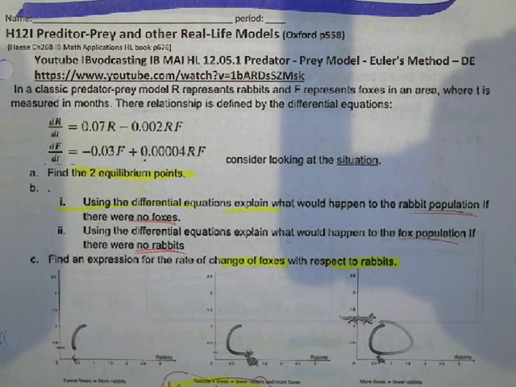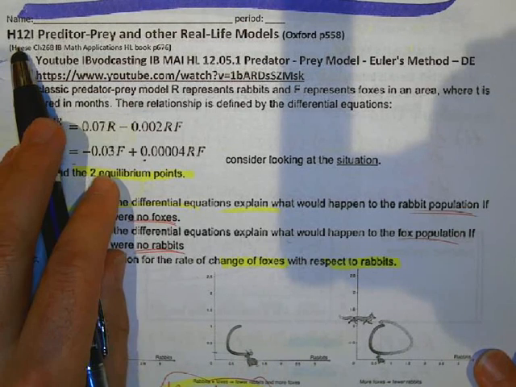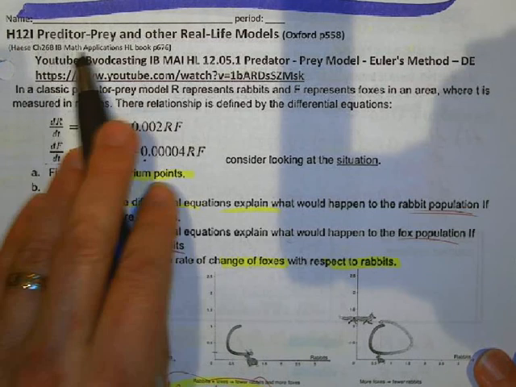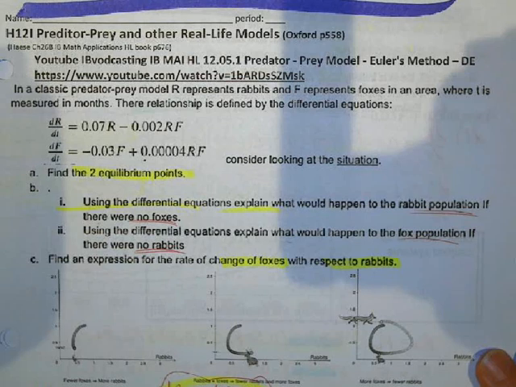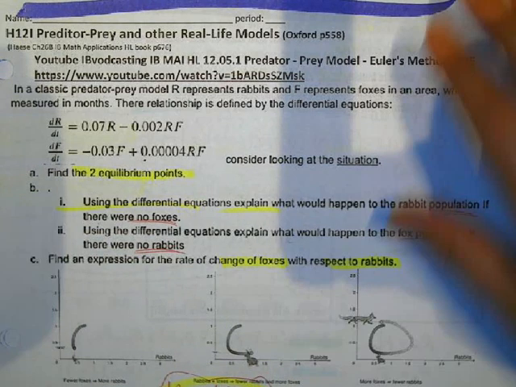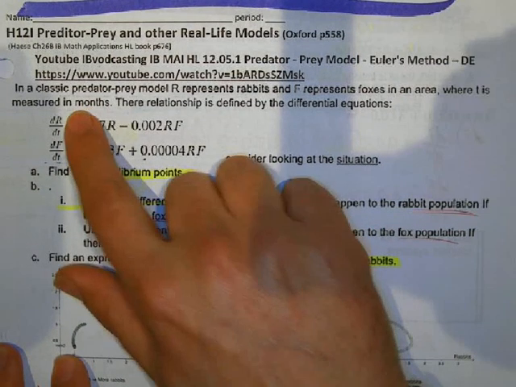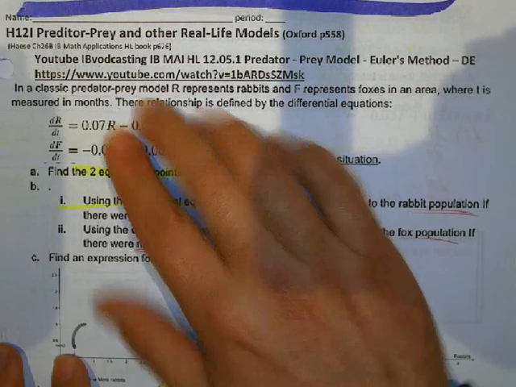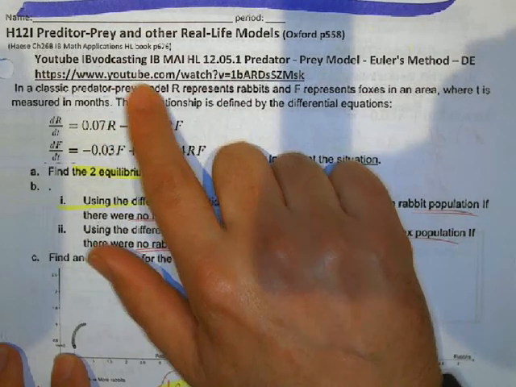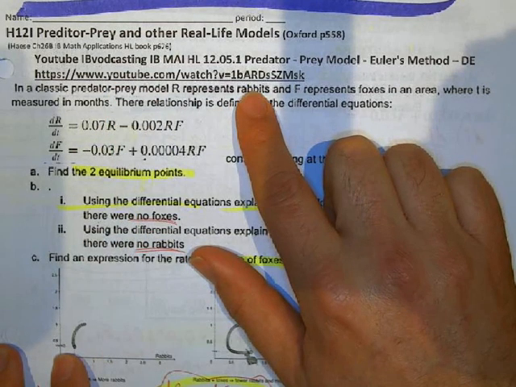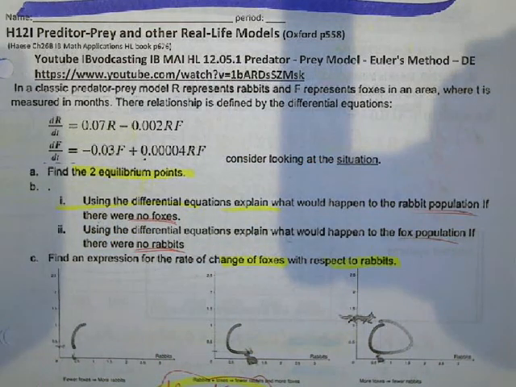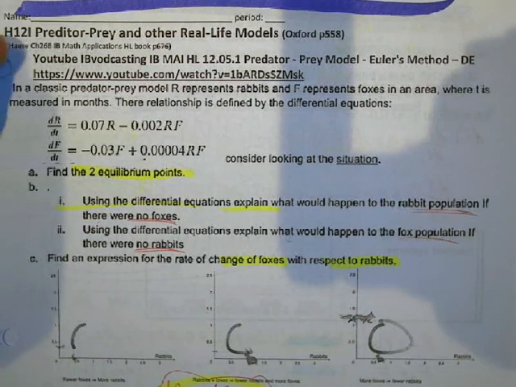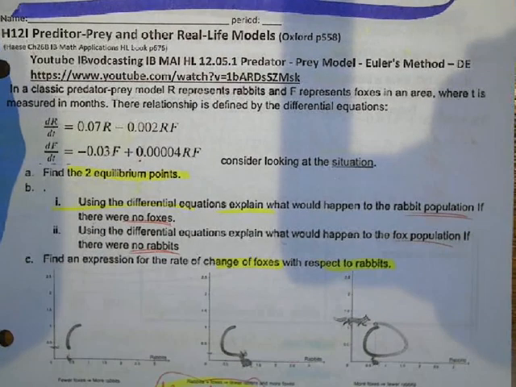Okay, we're going to talk about H12I, predator and prey, and other real-life models. So the first page and a half is explained by IB Vodcasting, this video here. I am not going to explain this part at all because I want you to watch the video from IB Vodcasting.